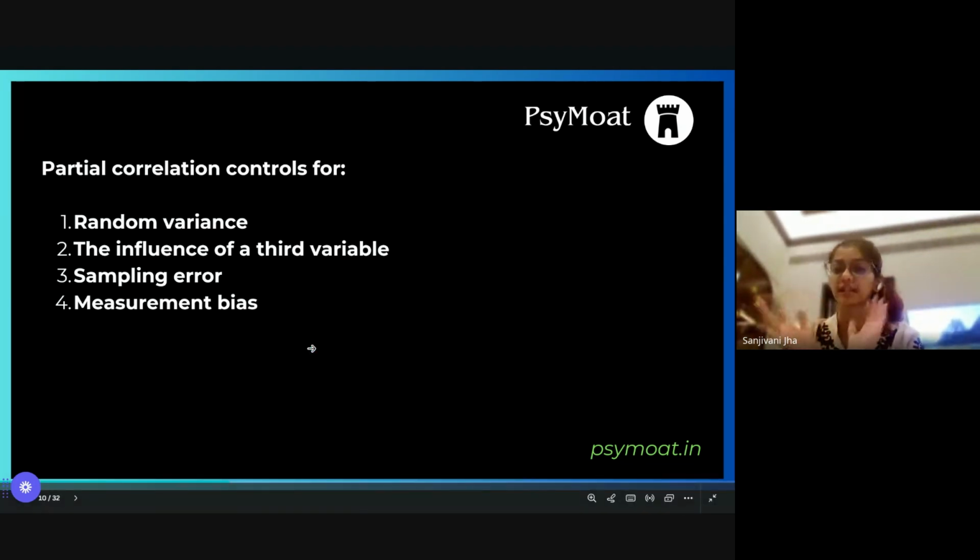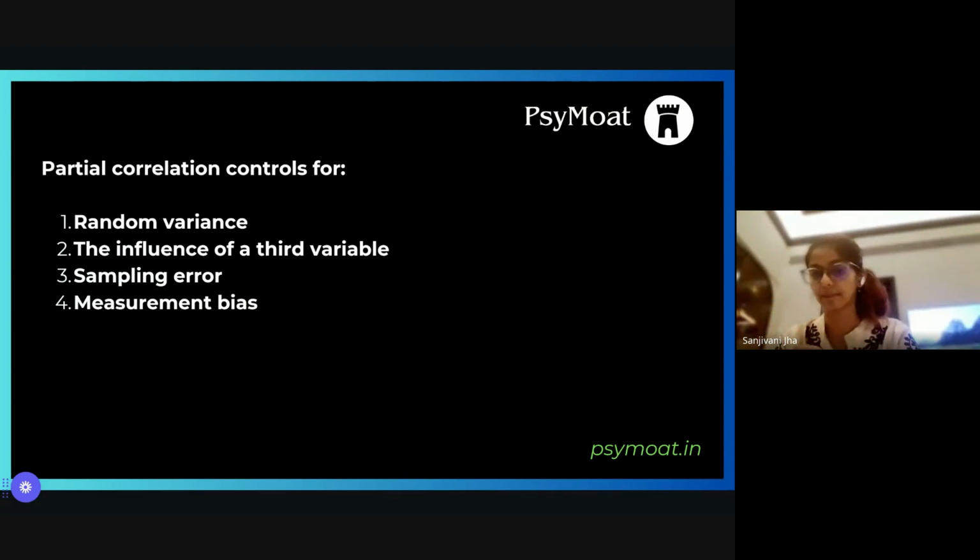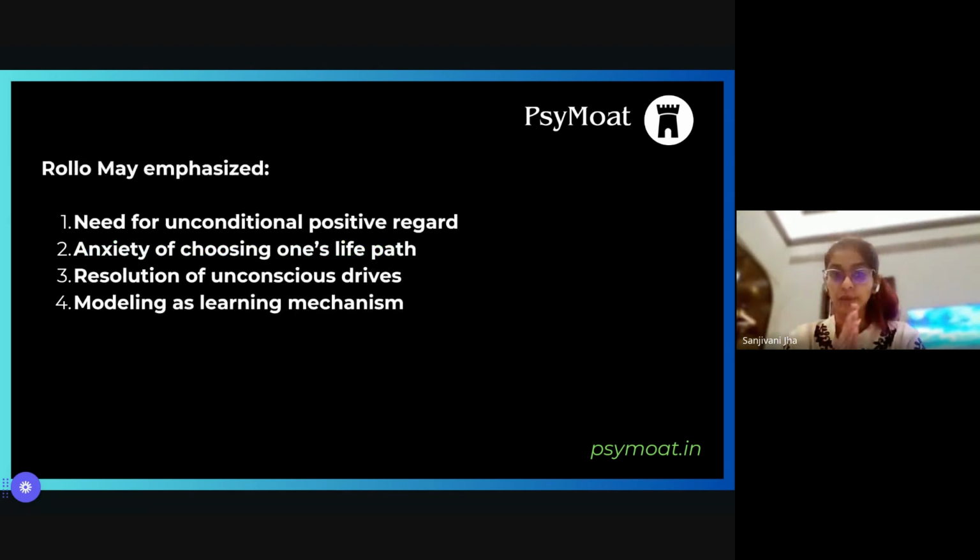I am assuming that you all understand the difference between sampling error, measurement bias, and random variance. So we'll move forward with the next. Rollo May may emphasize the need for unconditional positive regard, anxiety of choosing one's life path, resolution of unconscious drives, modeling as a learning mechanism. This is pretty simple.